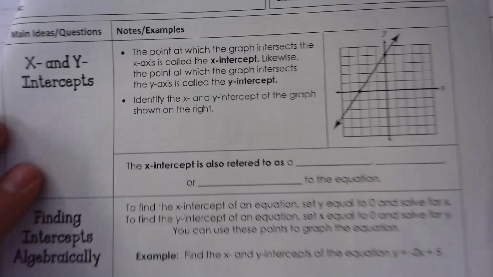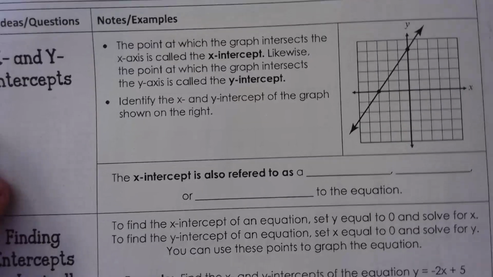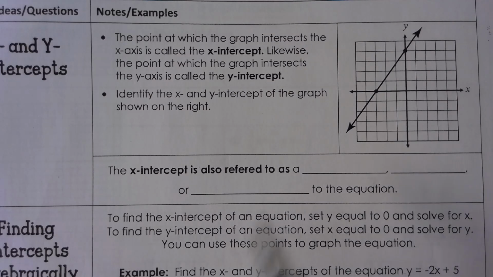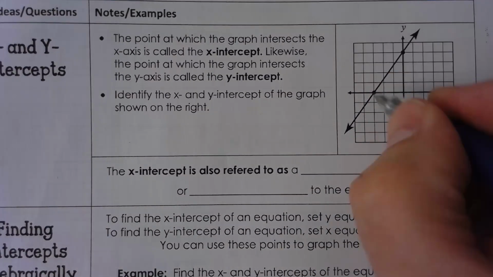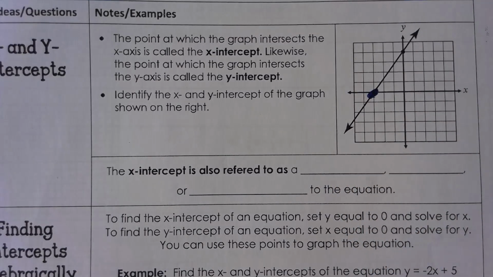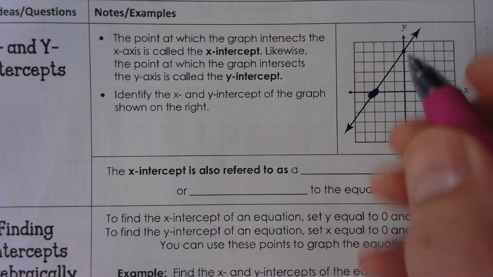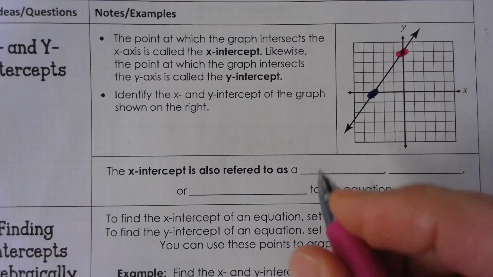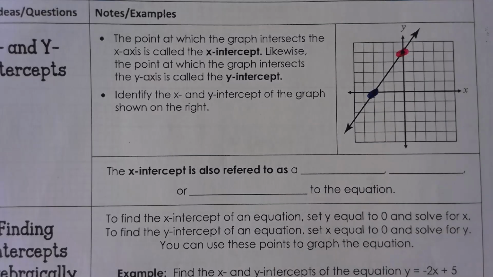Alright, so on to the next one. This is a lot of information, really quick, y'all. See what we can do here. The point at which the graph intersects the x-axis is the x-intercept. This point here is my x-intercept. The point where the graph intersects the y-axis is called the y-intercept. So right there. The pink one is the y-intercept, and the blue one is the x-intercept.